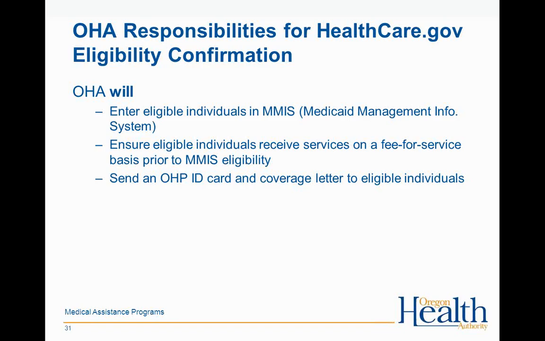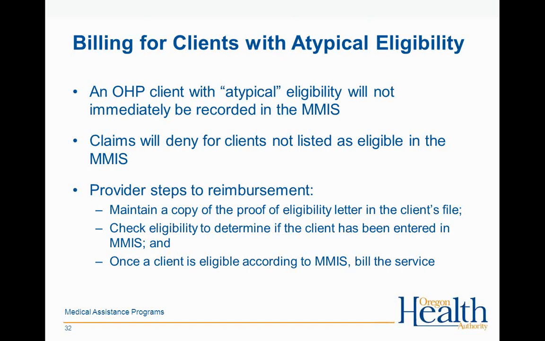And then our responsibilities for the healthcare.gov eligibility confirmation. We will enter eligible individuals in MMIS. We'll ensure that they receive services on a fee-for-service basis prior to MMIS eligibility, and we'll send an OHP ID card and coverage letter to eligible individuals.